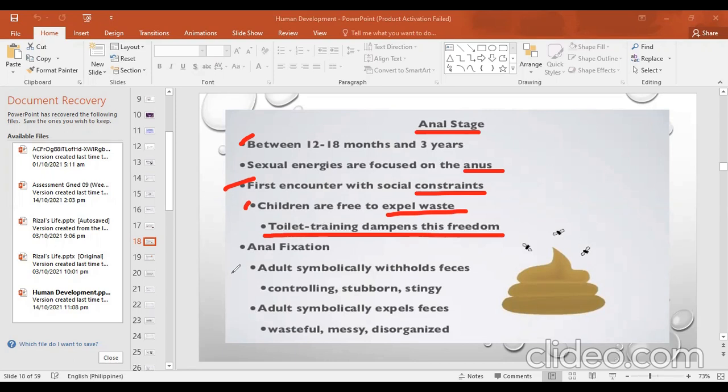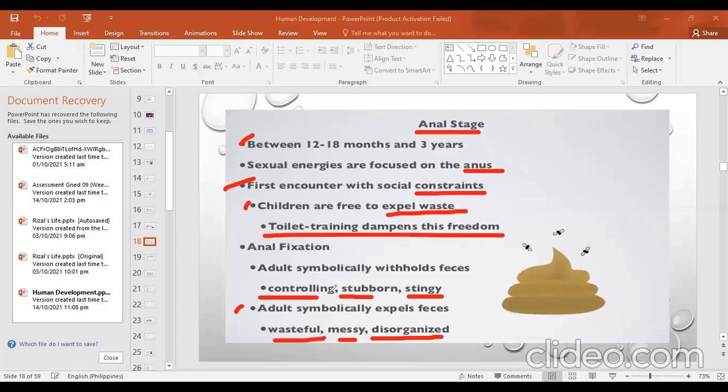So, adults symbolically withhold feces, like controlling. They are very stubborn and also stingy. Ayun yung common na possible na mangyari once na mapigilan yung pleasure natin when it comes to toilet training. And also, adults symbolically expel feces, like wasteful, messy, and disorganized. So, again, it has something to do with the toilet training.